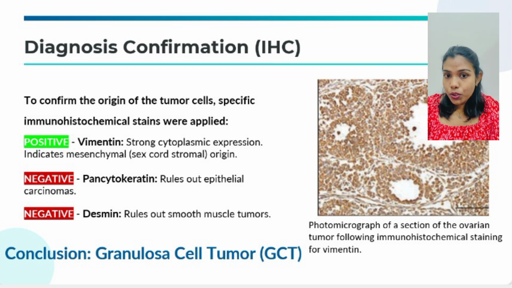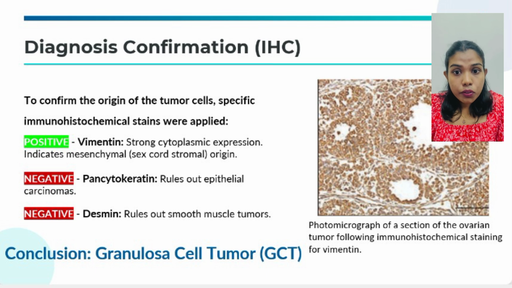When the Vimentin stain was used, the tumor cell cytoplasm appeared strong brown in color. This is because of the DAB chromogen in their cytoplasm, which is actually used for detection of positive staining in immunohistochemistry. So when we say Vimentin was positive, it means that the cytoplasm of the granulosa cells turned a clear dark brown, indicating they are of mesenchymal or stromal origin. They were negative for pancytokeratin and desmin, ruling out epithelial and smooth muscle tumors.